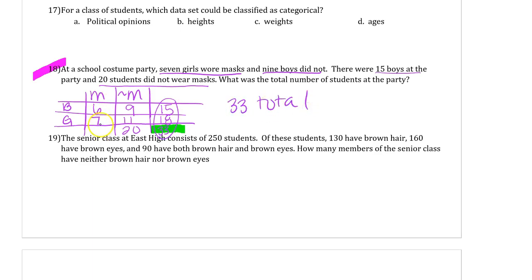You could have also found this number to be 13, and the sum of those will give you the same answer as well. So that would be a good way to check to make sure you added your numbers correctly.